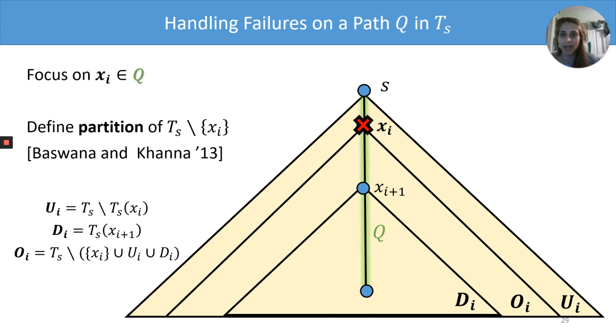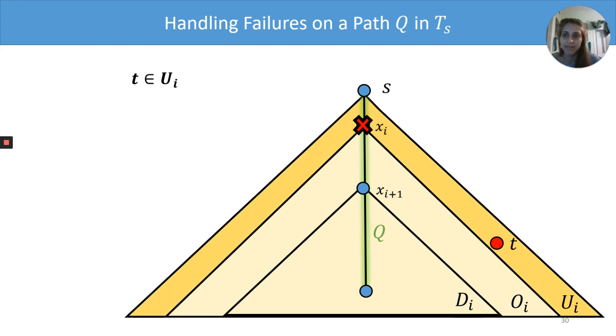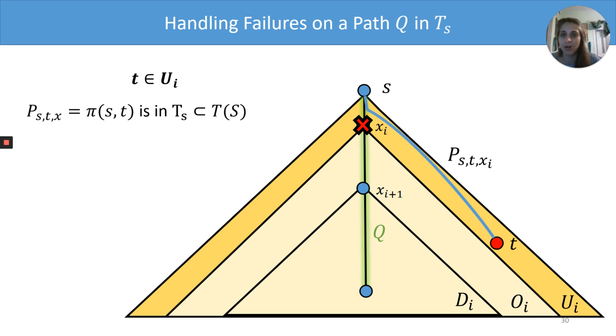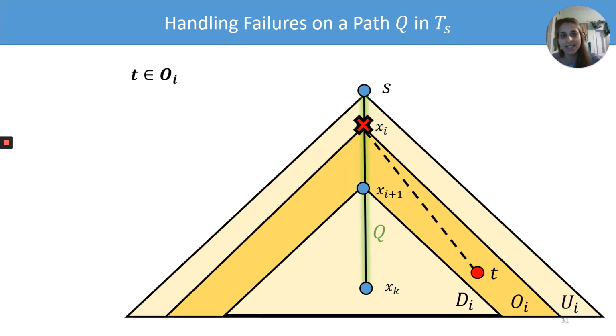I remind you that S is fixed now, X is fixed now. So the only thing that defines the replacement path now is T. So T can be in UI, T can be in OI, and T can be in DI, and those are our classes. So when T is in UI, then actually this path is already in the shortest path tree of S because it is not in the subtree of the failure, meaning that the failure was never on the original path from S to T. So this was easy.